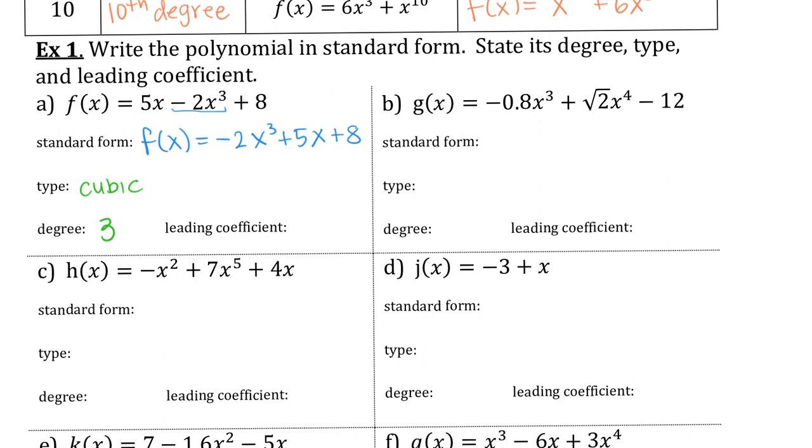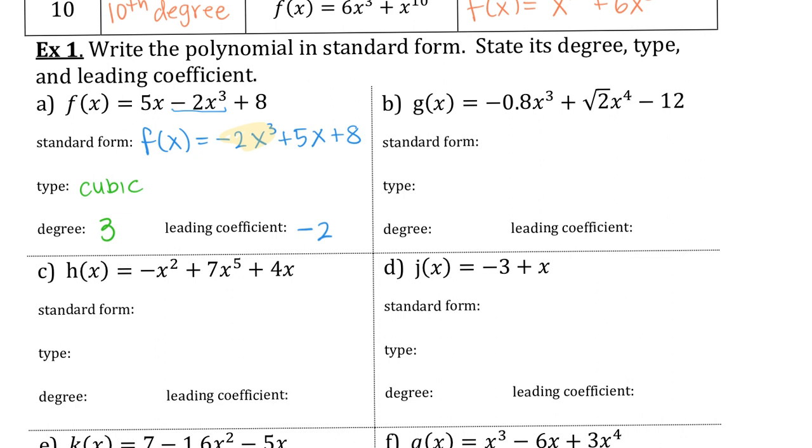Okay, the leading coefficient means, on the x to the third term, which is this one here, what's the coefficient? The coefficient is the number in front of the x to the third. So in this case, the leading coefficient is -2. When you put it in standard form, it's the first coefficient. If it's not in standard form, it's the coefficient of whatever the highest exponent term is. Okay, let's look at b.